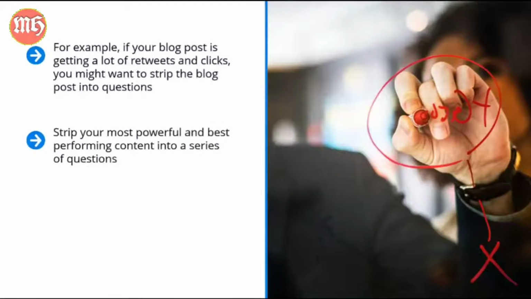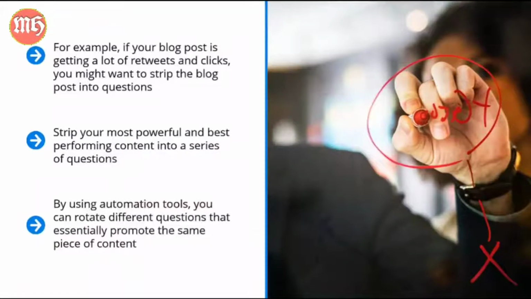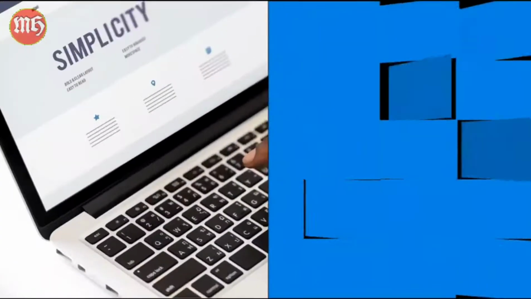These concerns can be reworded into questions. Strip your most powerful and best performing content into a series of questions. Each question then is linked to the article or blog post that answers it. Tweet these and pair them with niche-specific hashtags. By using automation tools, you can rotate different questions that essentially promote the same piece of content. Since you're rotating hashtags, there's a high chance that different people looking for different segments of your niche would become aware of your tweet and possibly click through.